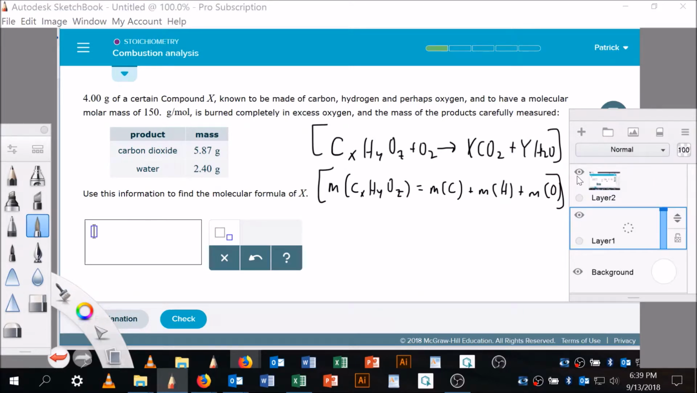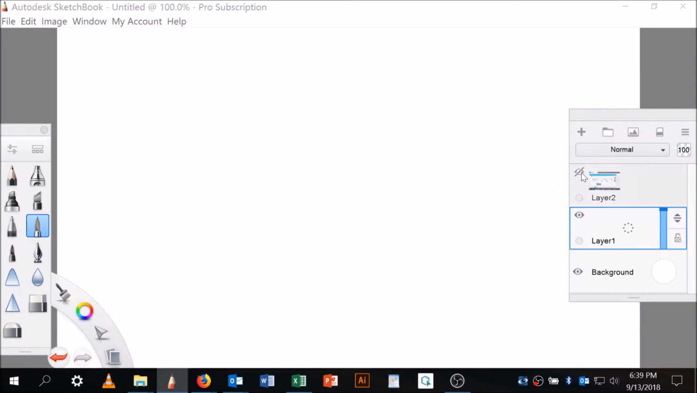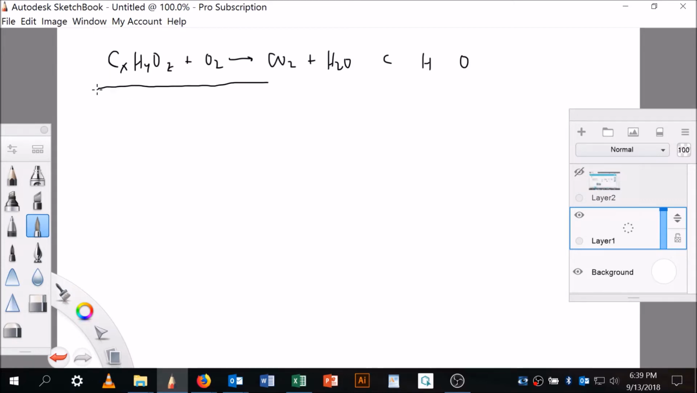Let's go here and let's disappear as 4. I think I can see that, okay? So let's, uh-oh, I lost something? Yeah, okay. So let's go here and say CxHyOz plus oxygen gives me carbon dioxide plus water. I'm going to make another column for carbon, hydrogen, and oxygen here. Okay, mass, formula weight, and moles.